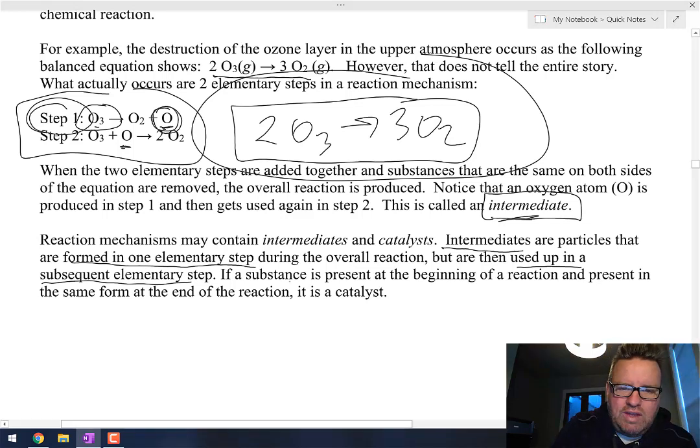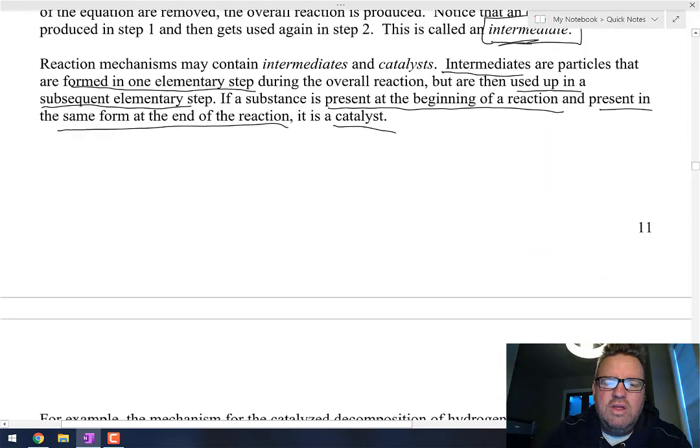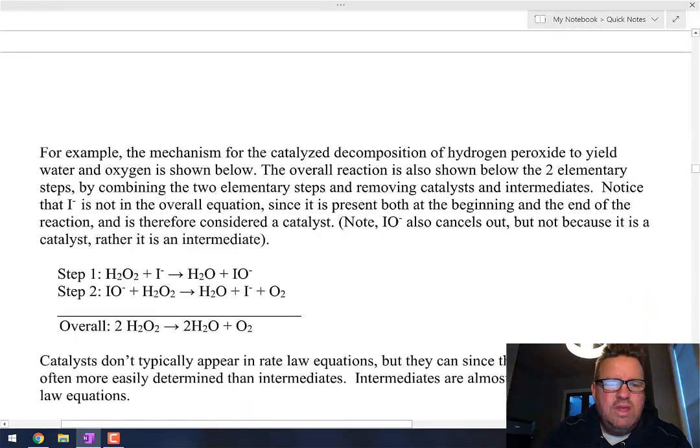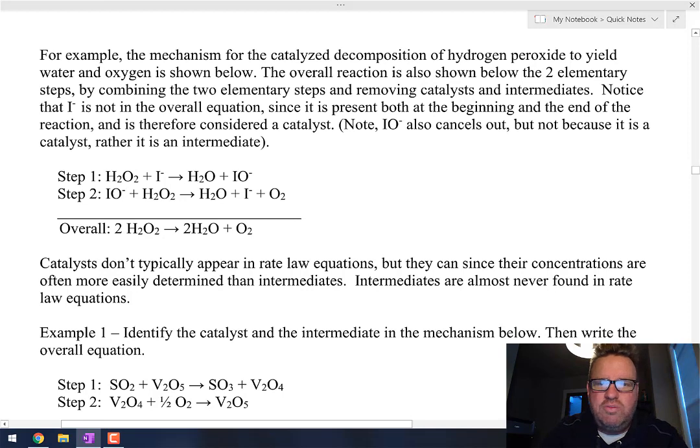So a catalyst is present at the beginning of a reaction and again present in the exact same form at the end of the reaction, or simply just a later step. Usually it is the end of the reaction though. That is a catalyst. For example, the mechanism for the catalyzed decomposition of hydrogen peroxide, this is the elephant toothpaste demonstration, produces water and oxygen as shown below. The overall reaction is also shown below the 2 elementary steps.